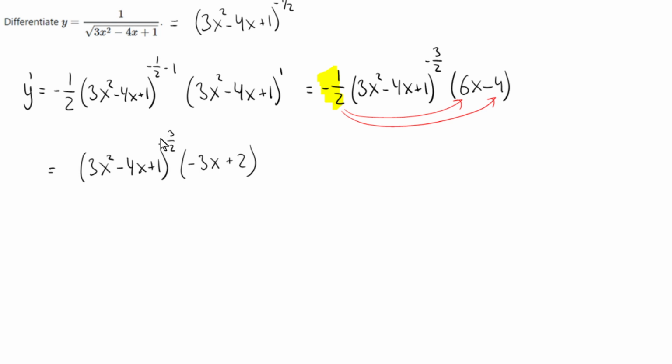And the last step here is to get rid of that negative rational exponent by converting it to radical form, as well as applying the negative exponent law. Numerator, I'm just going to flip these terms around to avoid that leading negative sign. So 2 minus 3x. And then the denominator is going to be the square root of 3x squared minus 4x plus 1. And that's going to be cubed.